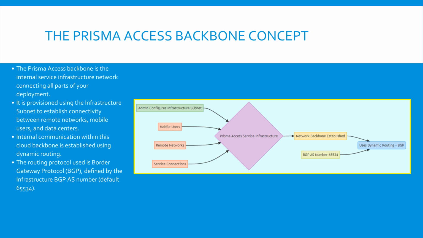The backbone relies on dynamic routing using BGP, shown in node D, for internal route discovery. We also note the crucial role of the BGP AS number, node E, which is used to identify the routes. If not specified manually, the default autonomous system number 65,534 is used. This entire process ensures that all connected network segments can reliably exchange traffic across the cloud platform.